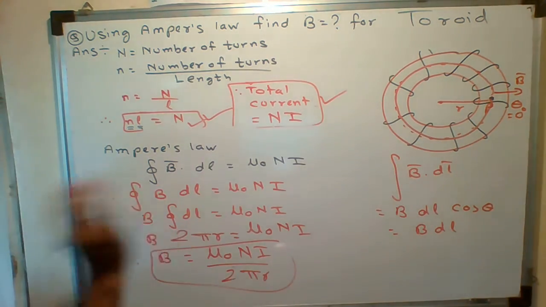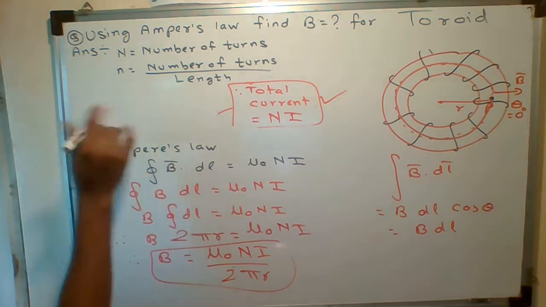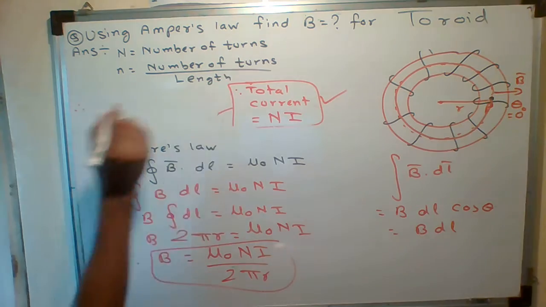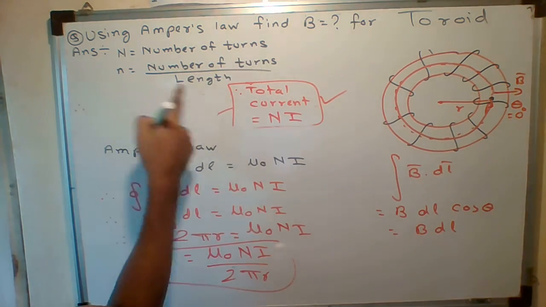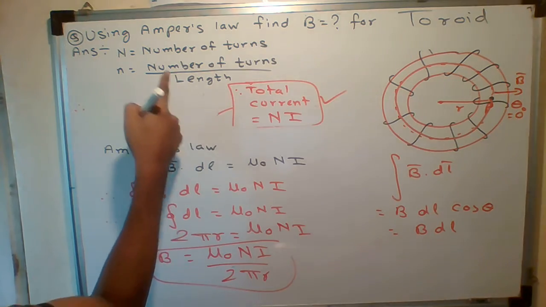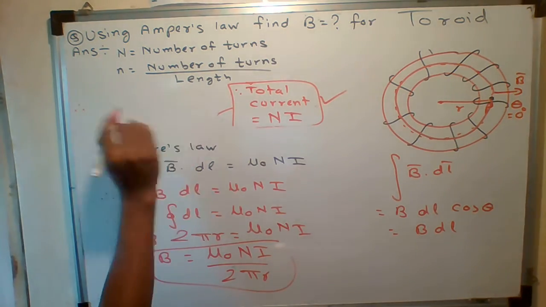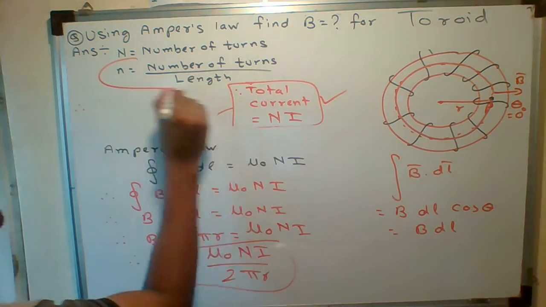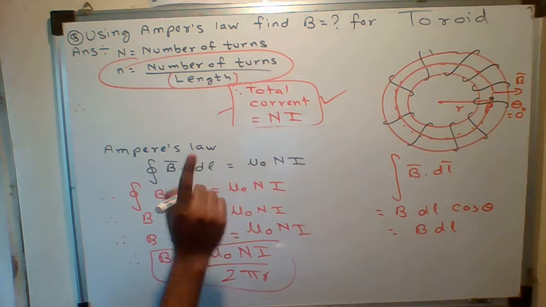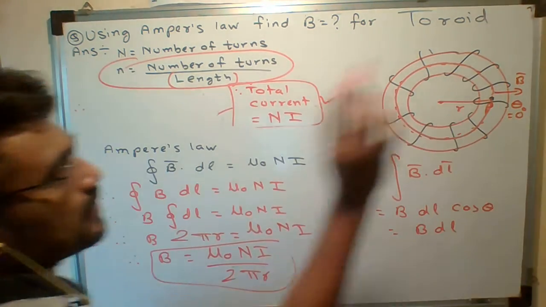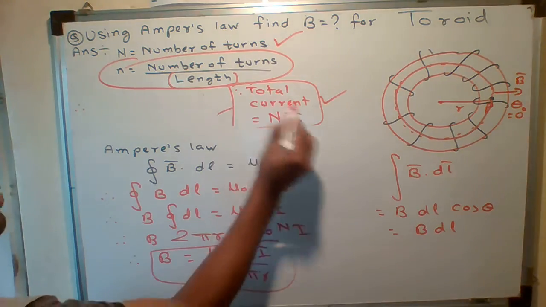So students, that means I am not going to write down this particular formula. I am going to write down the total number of turns. The number of turns will be n into length. Remember, this small n represents the number of turns per unit length. But here the length is not L; here the length is the circumference of the circle. The number of turns is N, and the total current will be N into I.